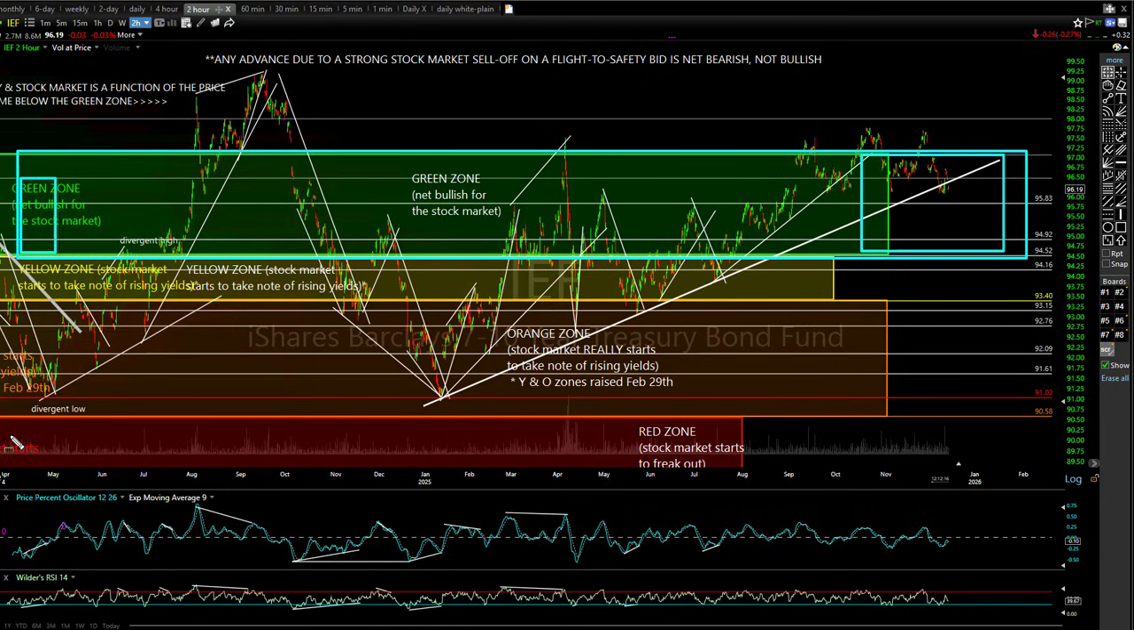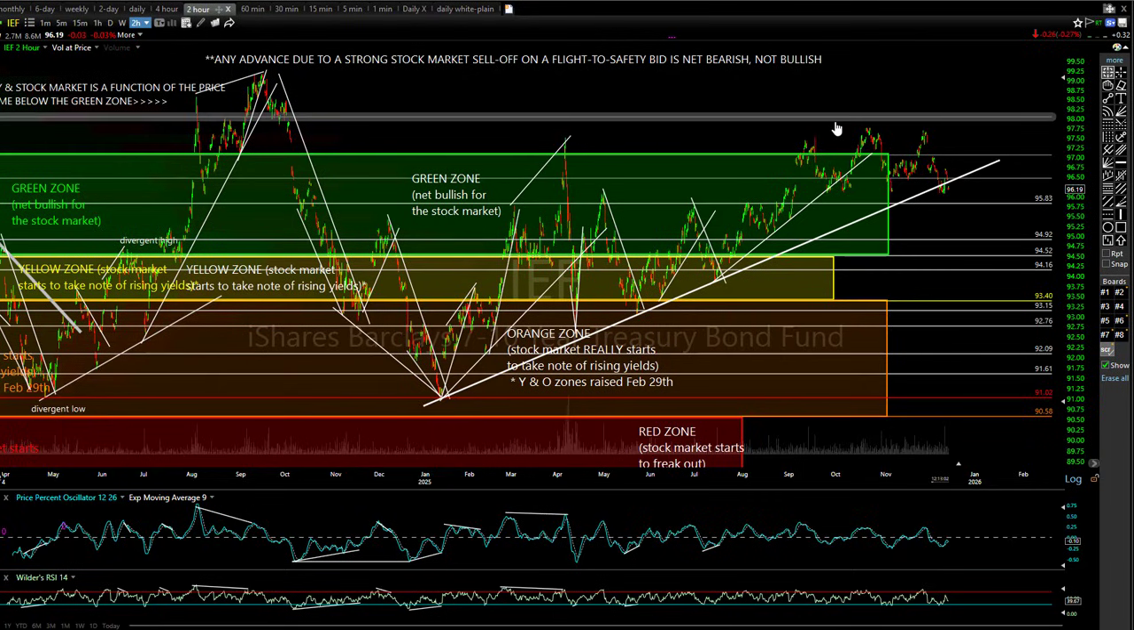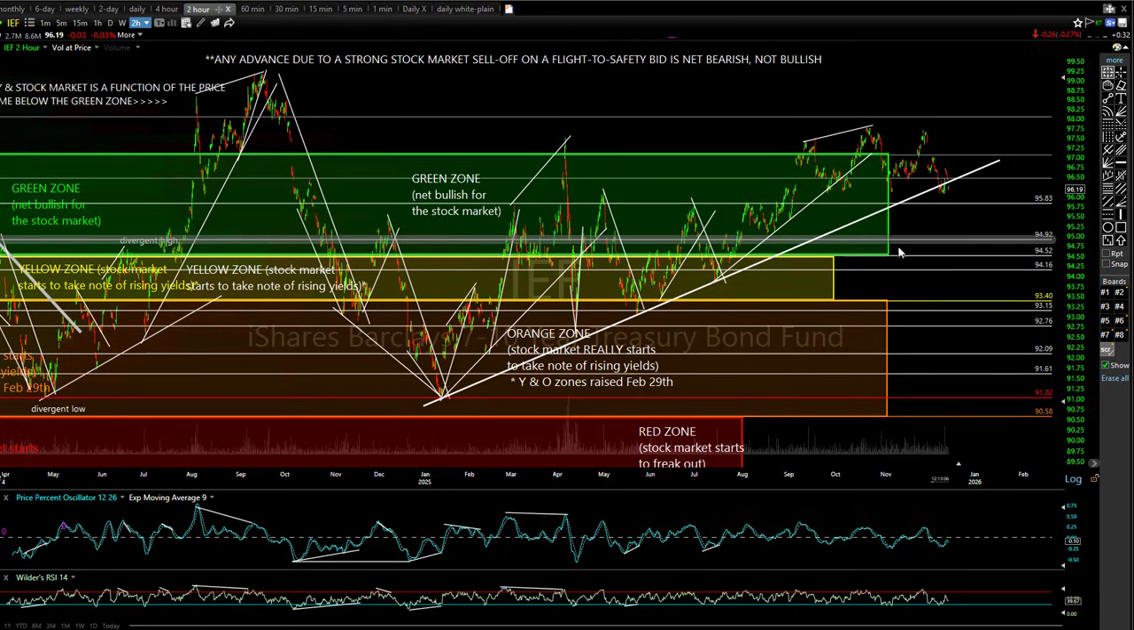I created this back here in 2023 or 2024. But if we break out, and you can see there's a trend line here as well, right? So if the 10-year and the 30-year bonds start to fall, it means rates are going to go up, and then they're going to approach this yellow zone where the stock market starts to take note of rising yields, in the orange zone. Now, I've had these levels here so long, I might have to redo them. This goes back to when I first created these, but you get the gist of it. And if you look at, I didn't mean to move that line. That was a divergent high right there.